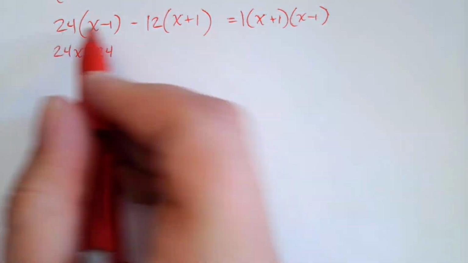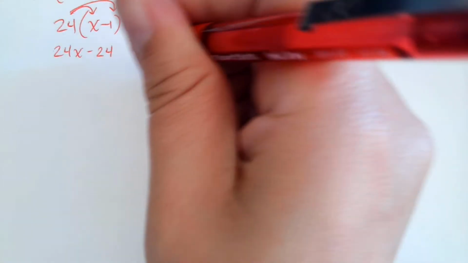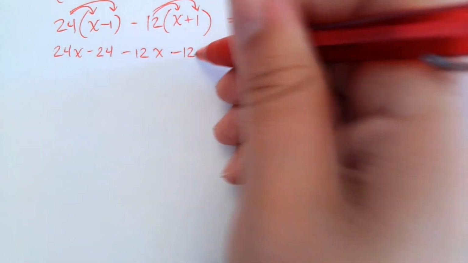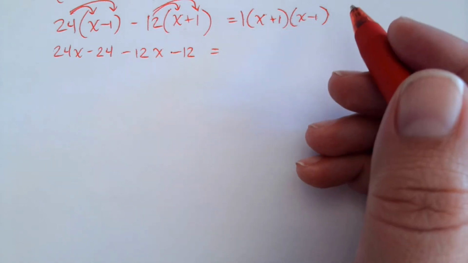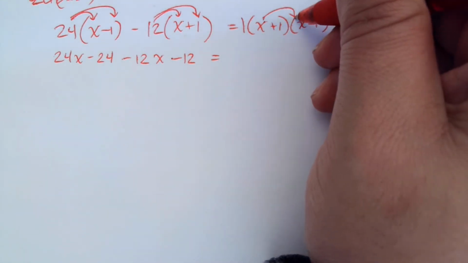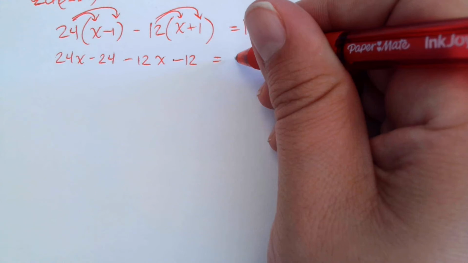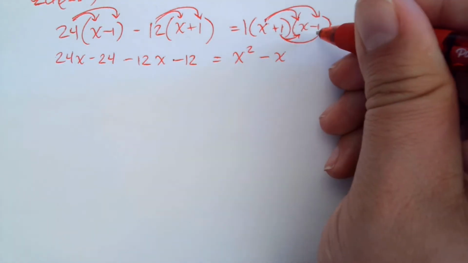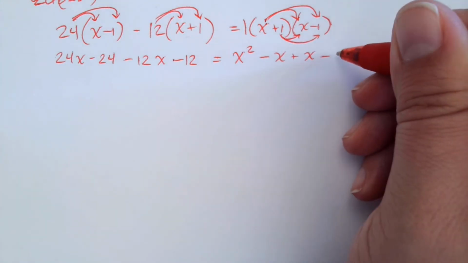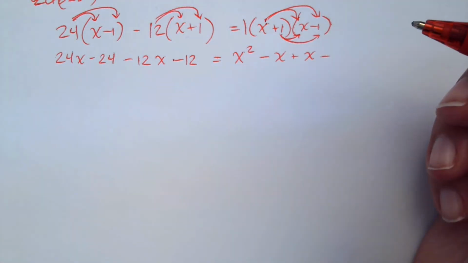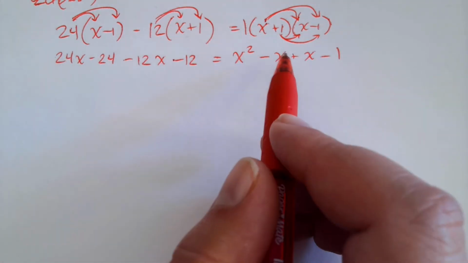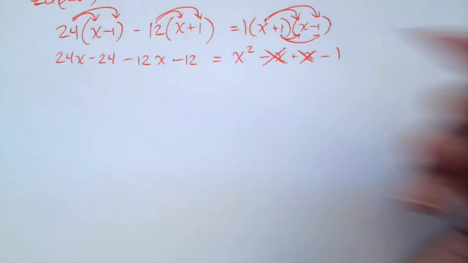So 24x minus 24, once I distribute, minus 12x minus 12 equals, here I'm going to FOIL, x squared minus x plus x minus 1, sorry. Okay, I'm going to move everything over to this side. I'm going to cancel out the minus x and the plus x. They're gone.